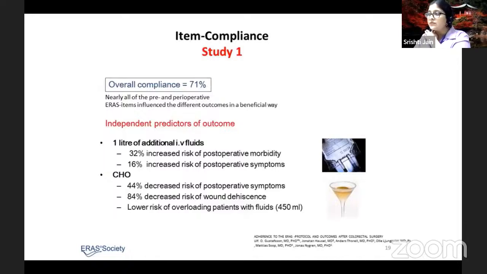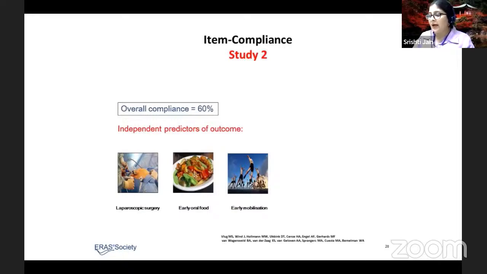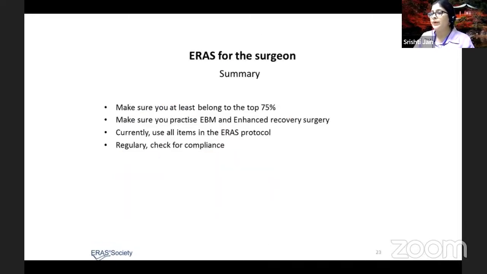So this is one of the studies which tested compliance, and the overall compliance they found in their study was around 71%. And what they noticed was that nearly all of the peri- and preoperative ERAS items influenced the different outcomes in a beneficial way. Independent predictors of outcome were goal-directed fluid therapy and carbohydrate fluid 2 hours before the surgery. In another study, the independent predictors of outcome were minimally invasive surgery like laparoscopic surgery, early oral food, and early mobilization, and the overall compliance was found to be around 60%.